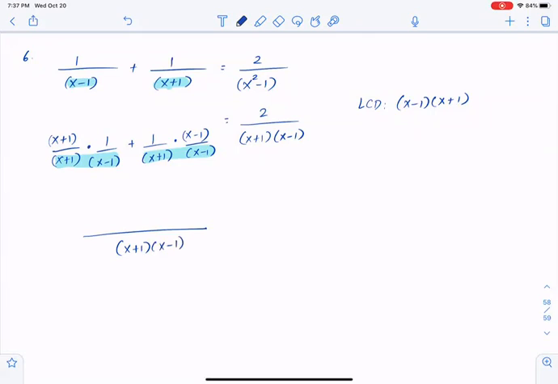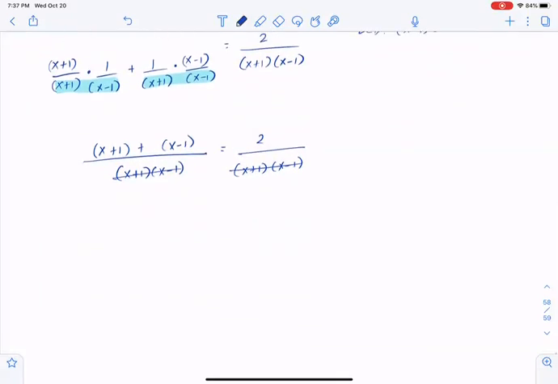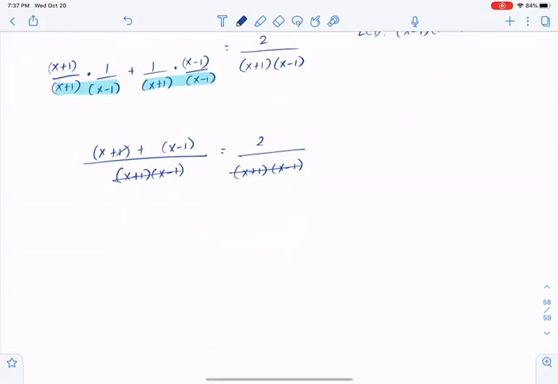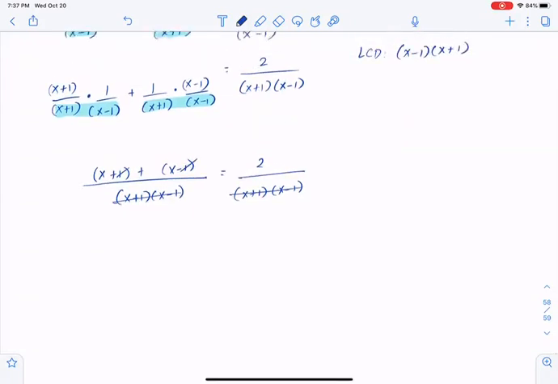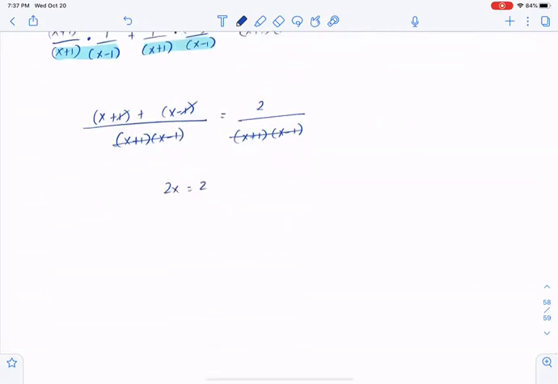Since we have that in common, we can combine the numerators. So x plus 1 times 1, which would simply be x plus 1. 1 times x minus 1 is x minus 1. And that would equal 2 over x plus 1 times x minus 1. The denominators will get cancelled because we have a rational expression by itself on either side. In the numerator, on the left-hand side, the 1 and the -1 will get cancelled. X plus x would be 2x is equal to 2. So if we divide by 2 on both sides, we will have x to be equal to 1.